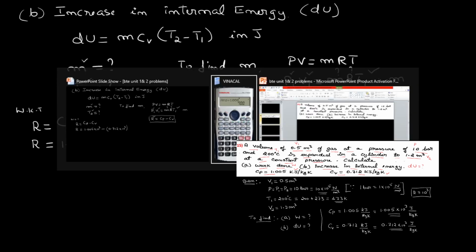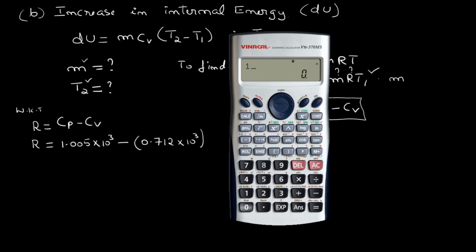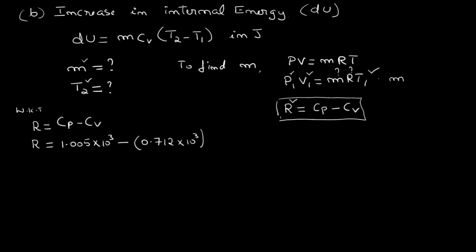So let me take the calculator. Let me type 1.005 into 10 to the power of 3, which is nothing but 1000, equals minus bracket open 0.712 into 10 to the power of 3, which is nothing but 1000, bracket close equal to. We got the answer as 293.